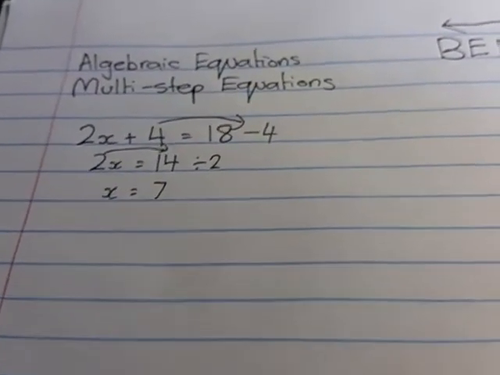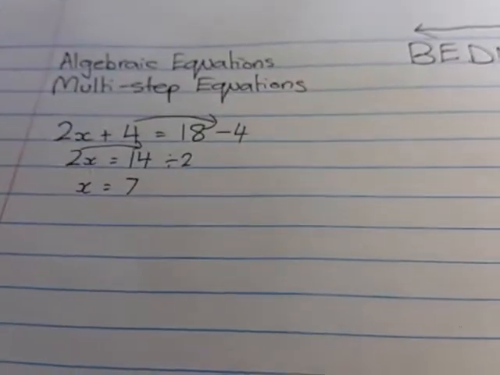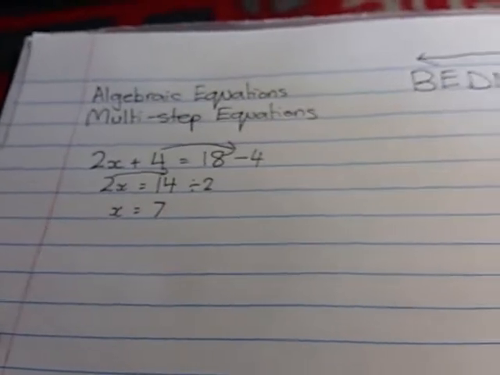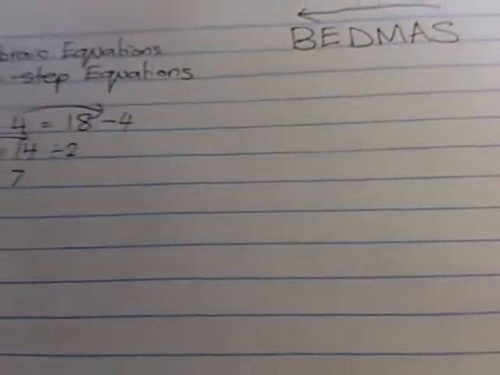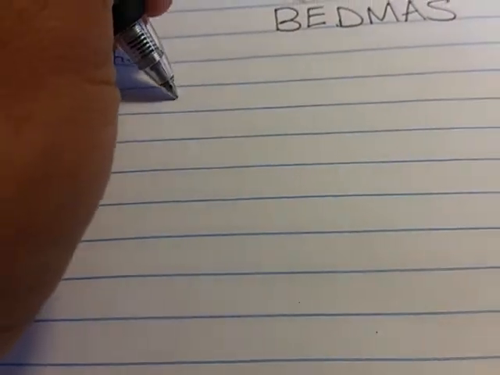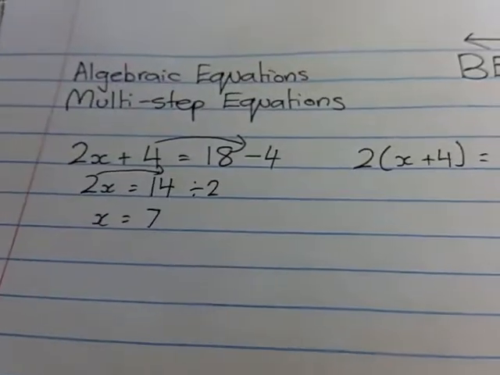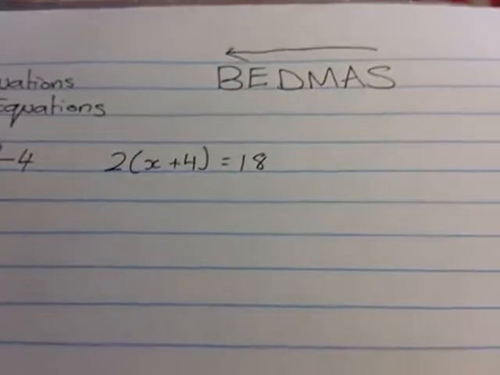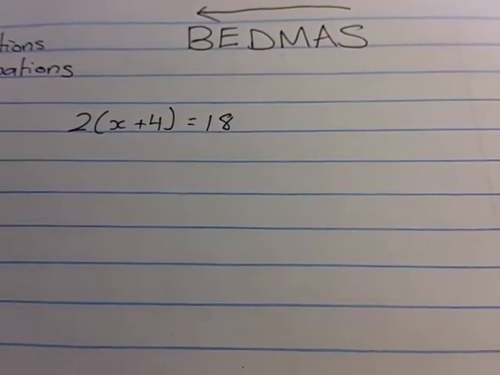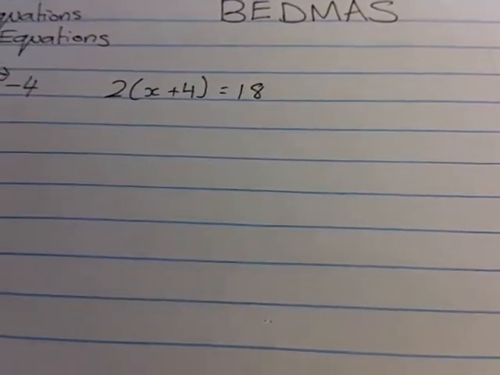So let's do a couple more examples. Let's do a few more, because I'm pretty sure you want to see a few more. Right. Let's try this one. I've taken the same concept, but I'm adding a bracket into it. So we have 2 into x plus 4 equals 18.